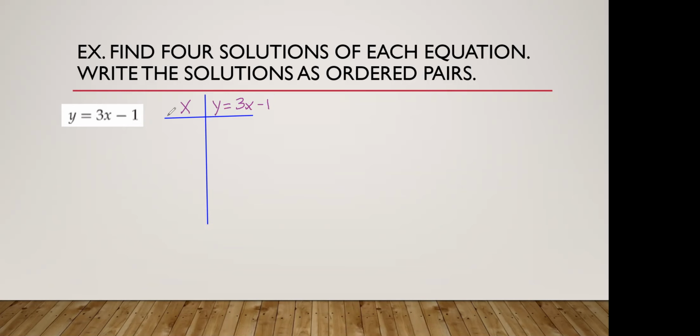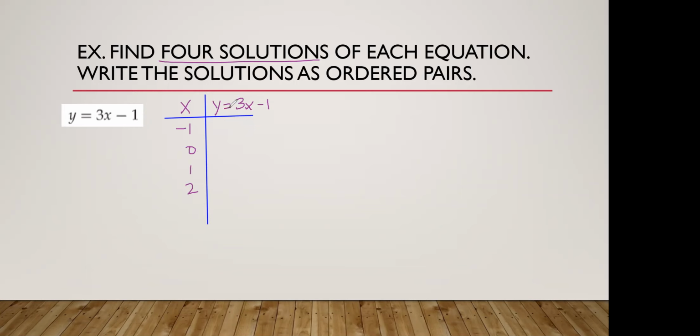The values you should be choosing for x are the following: -1, 0, 1, and 2. This will give you a general idea of what the graph is going to look like, okay? So if it asks you to find four solutions, you're using -1, 0, 1, and 2.